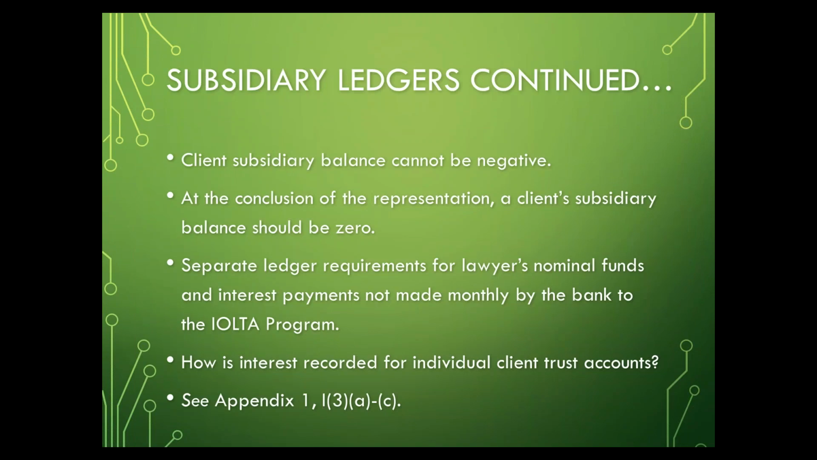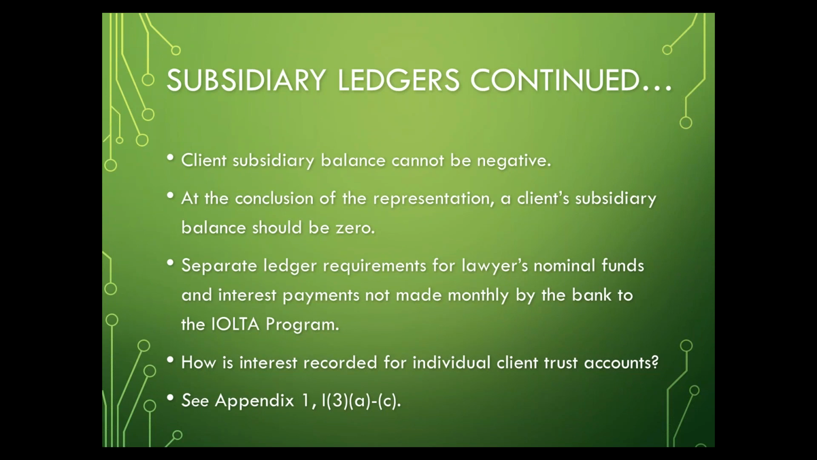So we kind of alluded to this: a client subsidiary ledger balance cannot be negative. What's happened when the balance in a client subsidiary ledger has gone negative? What does that mean? You used someone else's money. Correct. You may have used somebody else's money, and that is misappropriation, and that is a serious offense. So that's another reason for keeping that running balance on your client subsidiary ledgers. Watch out for the negatives. If you see one, figure out why it's there and fix it as quickly as you can. Obviously, at the conclusion of the representation, the client subsidiary ledger balance should be zero. You're no longer representing them. Any money that you had in the trust account on their behalf should have all been disbursed.